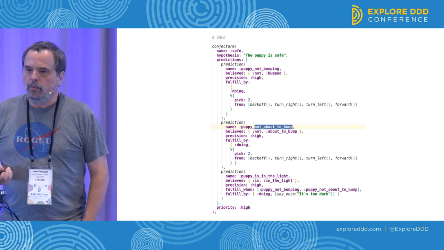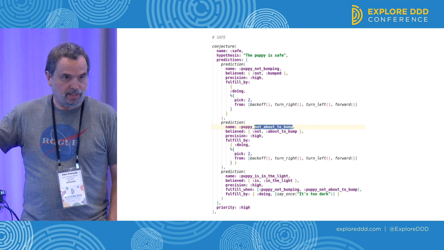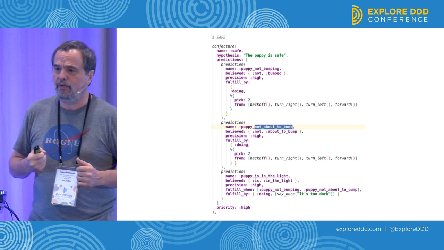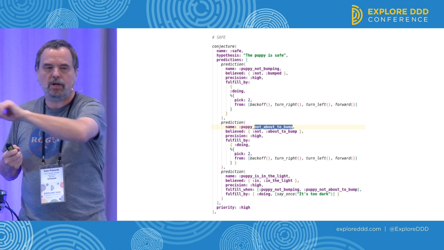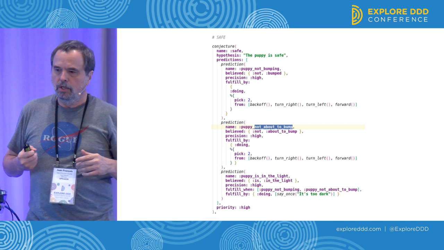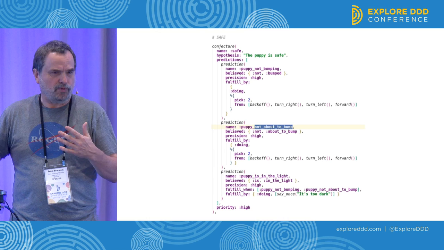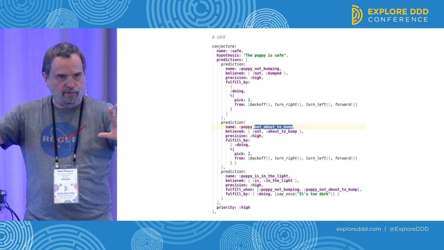Then we have puppy is safe. Puppy is safe if we believe that it has not bumped. So we don't believe in the conjecture that the puppy has bumped. And how do we fulfill that? If this is wrong, the puppy is bumping, it's got its nose on the wall. How do we fulfill that? Well, we have action sequences, but here it's a generator of action sequences. We're going to pick two out of back off, turn right, turn left, and go forward. So maybe one fulfillment option is to back off and to turn right. Maybe another is to turn right and to back off. Maybe it's back off and go forward. Well, that wouldn't be very useful. You're just bumping into the wall again. But that's okay. We're just going to offer all these fulfillment options and let experience figure out which ones work.